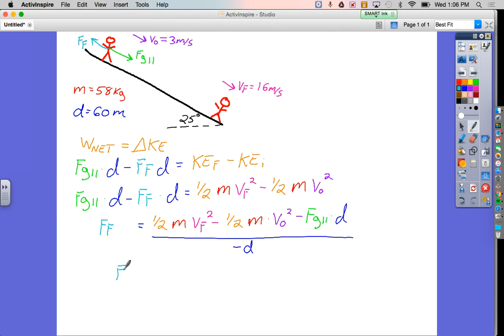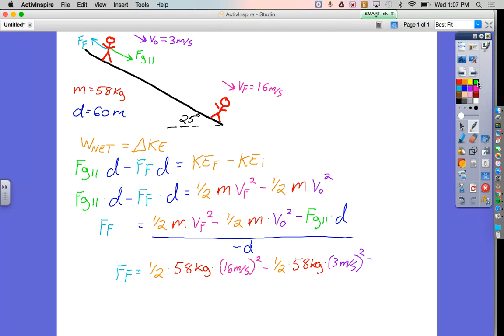So we're going to have the force of friction equaling 1/2 times the mass, which is 58 kilograms, times the final velocity, which was 16 meters per second, and we square it, minus 1/2 times the mass again, which is still 58 kilograms, times the initial speed, which was 3 meters per second, minus force of gravity parallel.